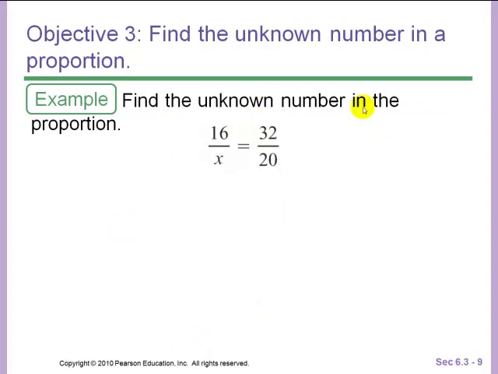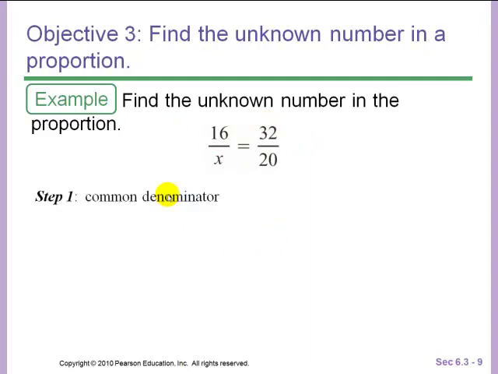Example, find the unknown number in this proportion. 16 is to x as 32 is to 20. I should note there are other ways to do this problem. If you do it by saying, well, 32 divided by 2 is 16, therefore 20 divided by 2 would be 10, that's fine as long as you show me that work. Again, if you use the cross product, that's fine as long as you show me your work. I, however, am only going to demonstrate with the method I recommend.